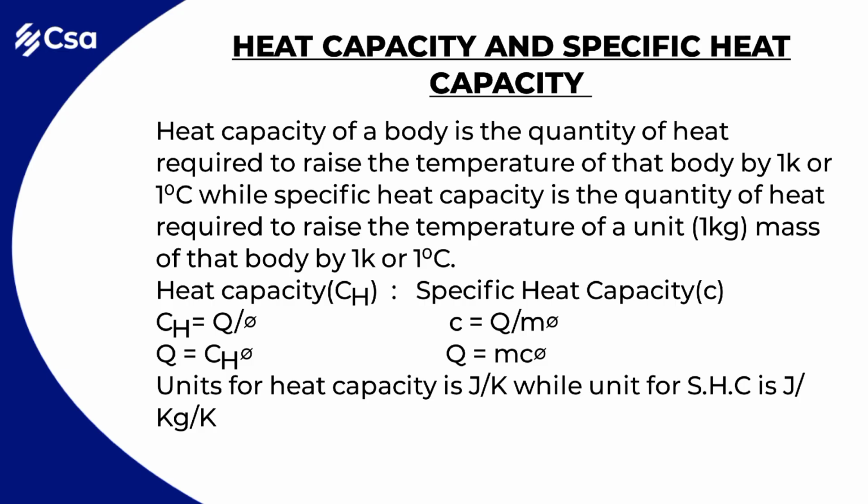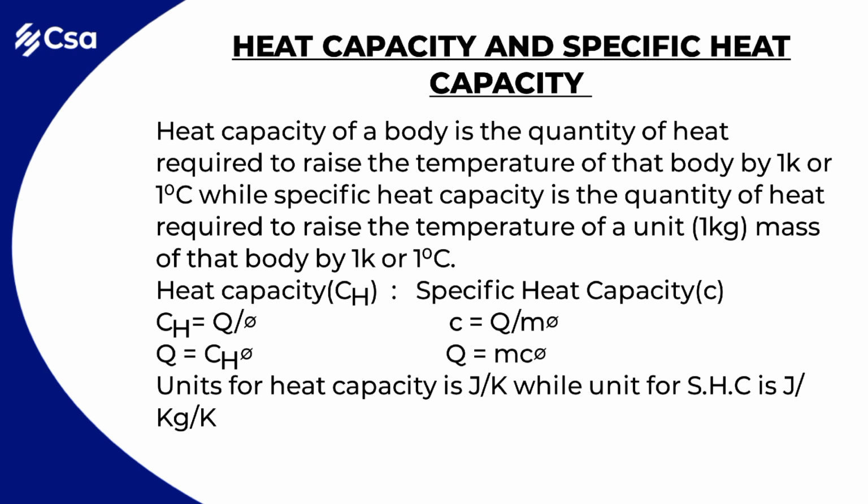Our first outline, heat capacity and specific heat capacity. Now, what is the difference? The heat capacity of a body is the quantity of heat required to raise the temperature of that body by 1 Kelvin or 1 degree Celsius. While specific heat capacity, small c, of a body is the quantity of heat required to raise the temperature of a unit 1 kilogram mass of that body by 1 Kelvin or 1 degree Celsius.